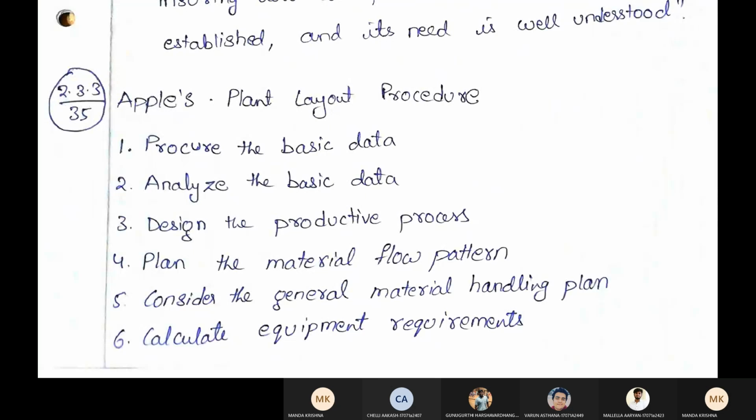Suppose you are making some product. What are the data that is required in machinery, equipment, or other facilities? And the next, we have to analyze those data. Next, design the productive process. That is the process we have to identify. Next is plan the material flow pattern. How it should move from one place to another place or from one machinery to another machinery. Next is consider the general material handling plan. Next, to calculate the equipment requirements. These are the 6 steps in plant layout procedure.